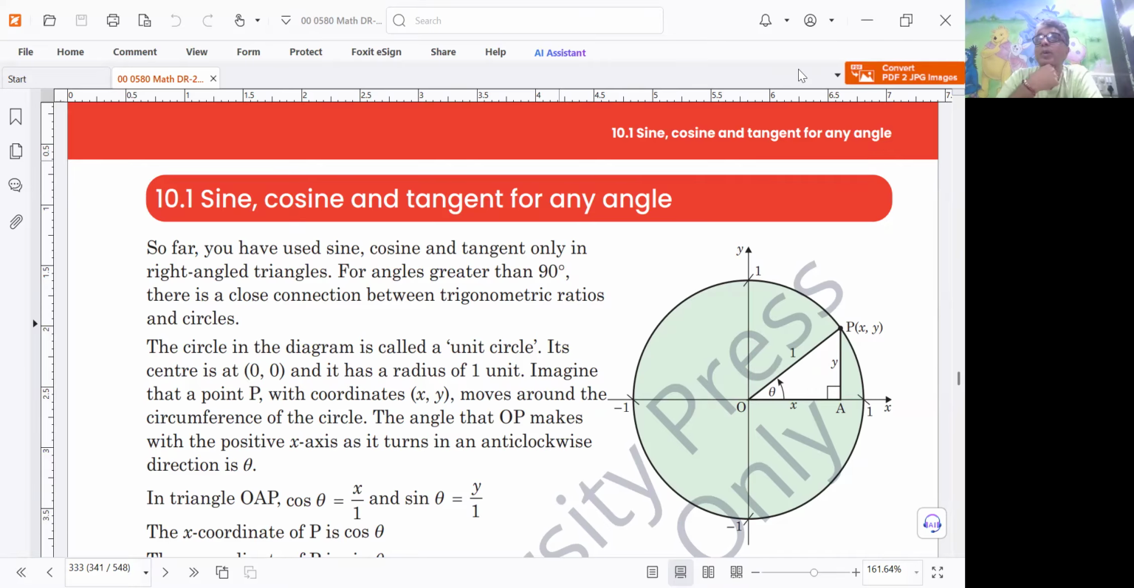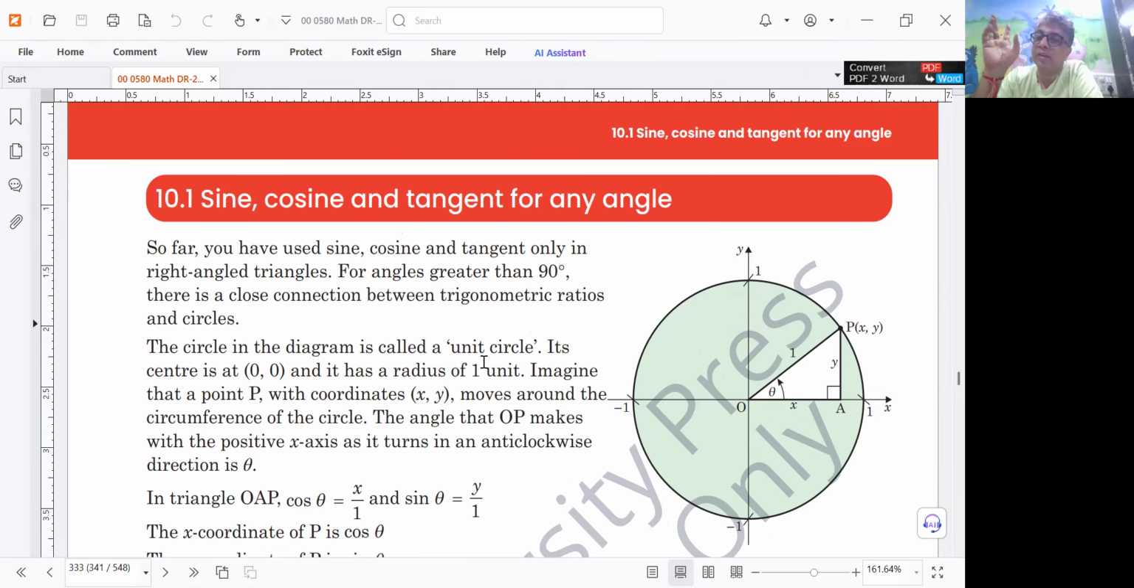What does unit circle mean? This is a unit circle, which you can see on my screen. It covers all the angles, from 0 to 360. It has a radius of 1 unit. It can be 1 meter, 1 centimeter, 1 unit.